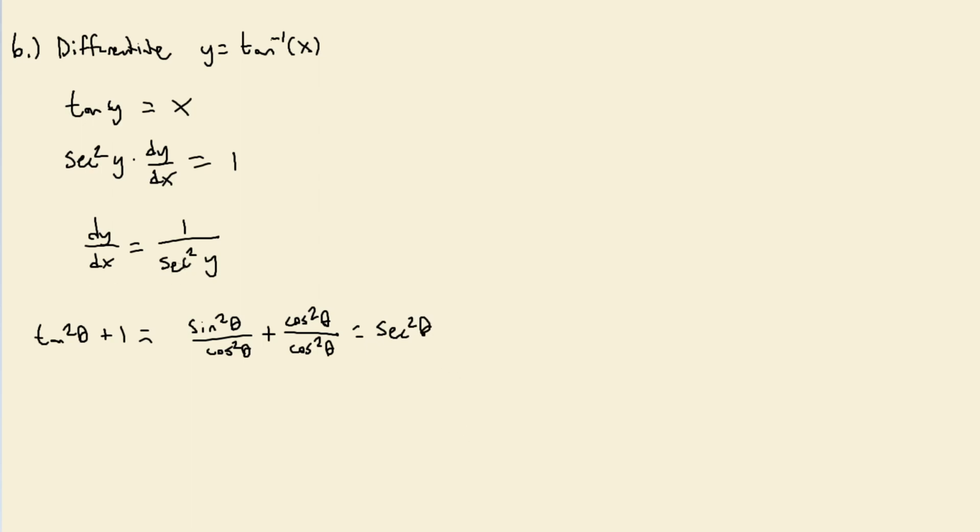And so here on the bottom we have secant squared of y. We can rewrite this as 1 over tangent squared of y plus 1. Those are exactly equal. And then when we plug in our inverse tangent here, this becomes a little bit nicer. We get 1 over x squared plus 1. And so this is our derivative for the inverse tangent of x.